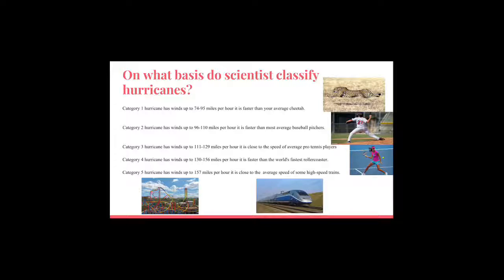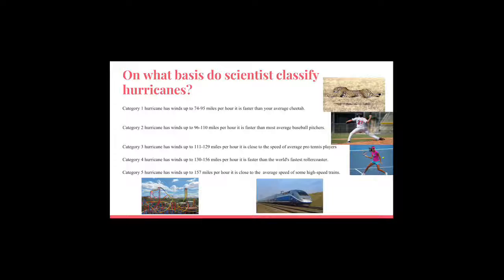It is faster than your average cheetah. Category 2 hurricanes have winds of 96 to 110 miles per hour. It is faster than the average pitcher. Category 3 hurricanes have winds of 111 to 129 miles per hour. It is close to the speed of average pro tennis players.